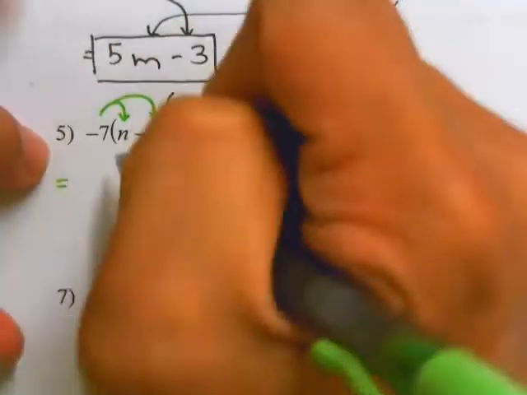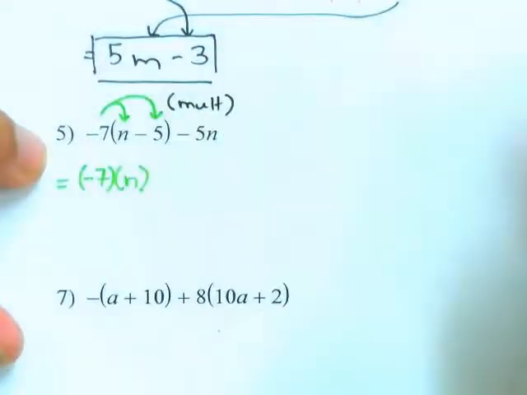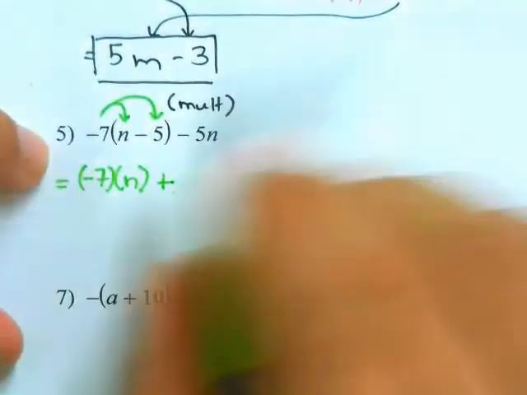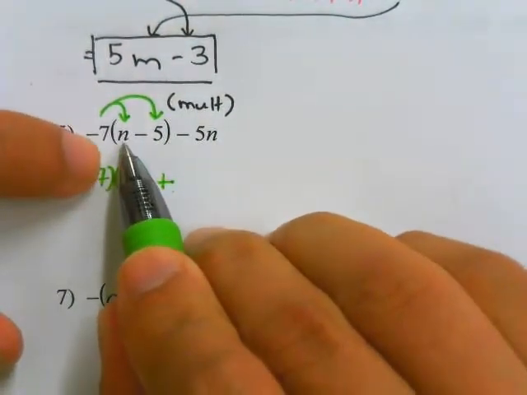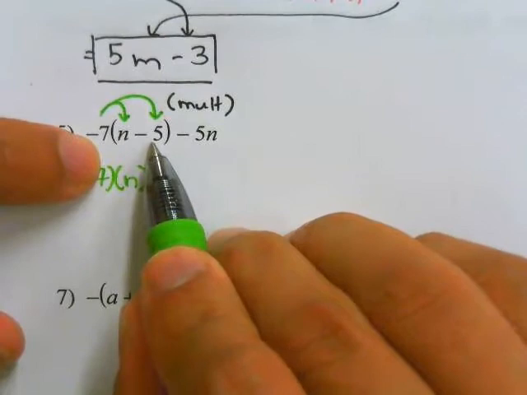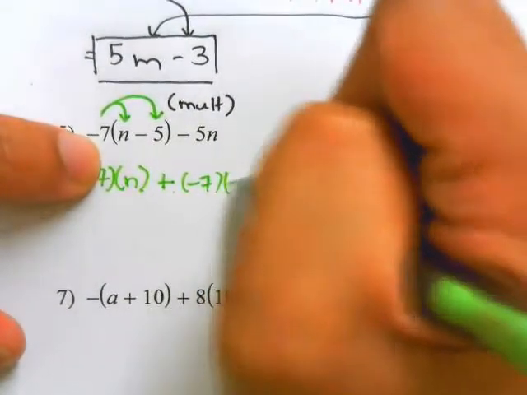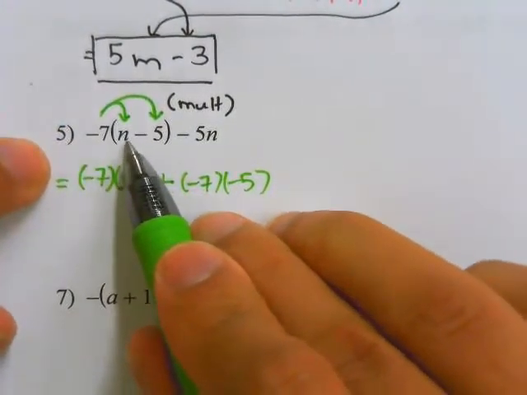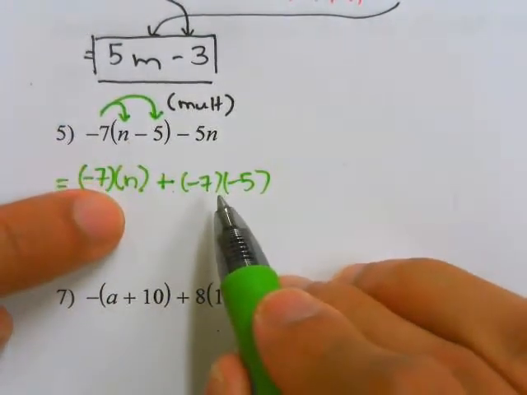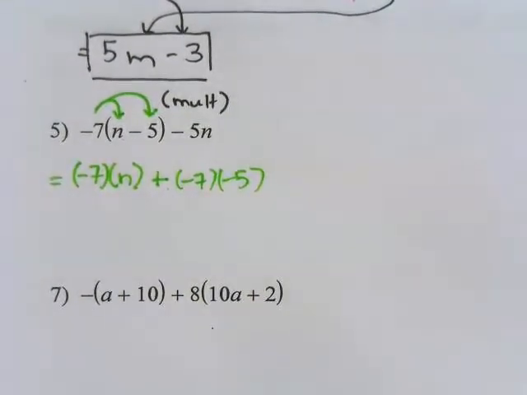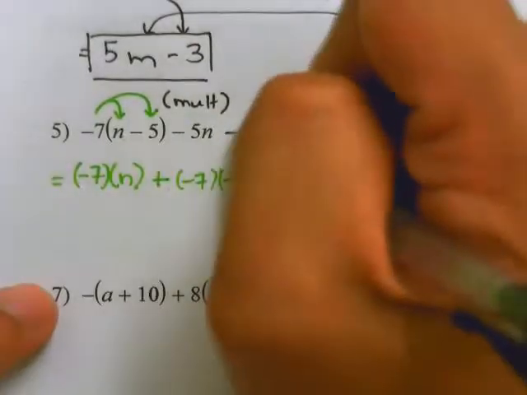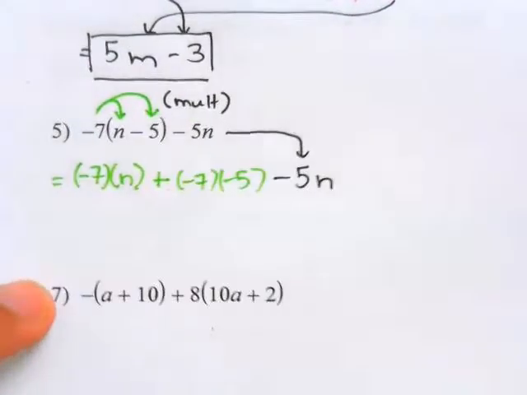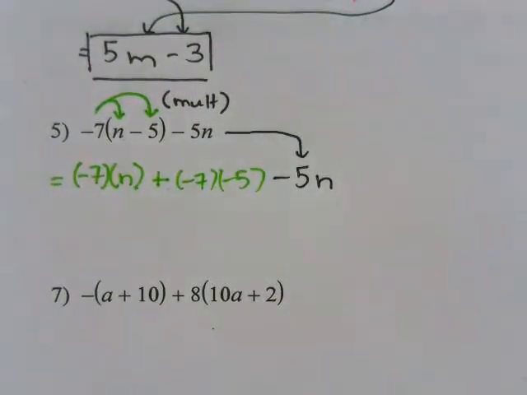I'm going to do this step by step a little bit. So this is technically -7 times n. So that's that one. Plus, then you'll have to multiply these two numbers, -7 times -5. You're multiplying -7 to these two terms here. I just made another step so that you guys can see what is going on. And then don't forget the -5n, which we didn't do anything to just yet, and that's totally fine.